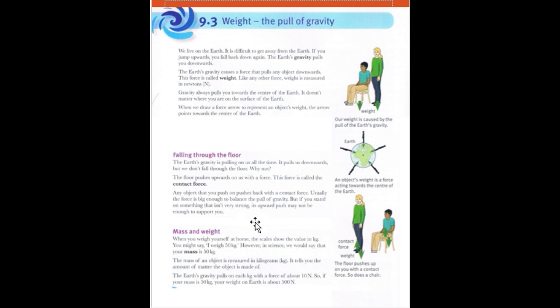Next, students, mass and weight. What is the difference between mass and weight? Students, when you weigh yourself at home, the scale shows the value in kilograms. You might say I weigh 50 kilograms. However, in science, we say that your mass is 50 kilograms. The mass of an object is measured in kilograms. It tells you the amount of matter the object is made of. One more time, what is mass? Mass is the amount of matter the object is made of.